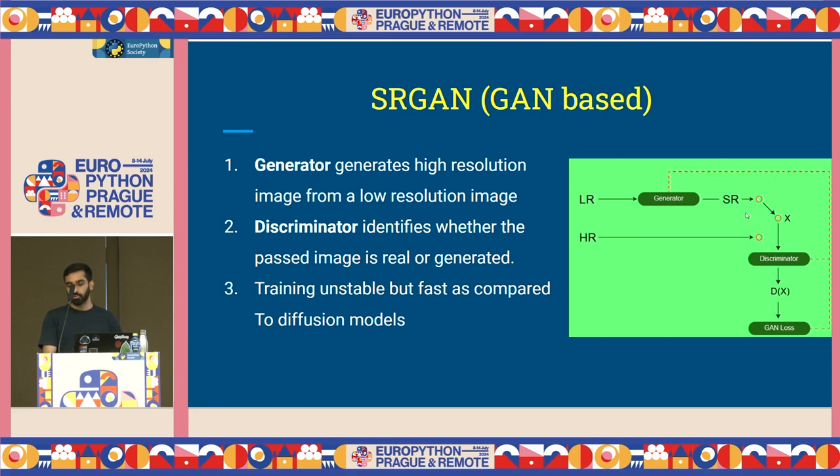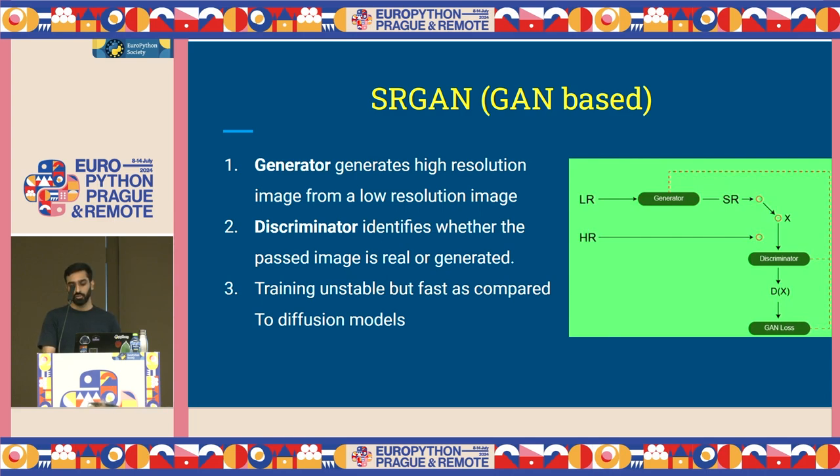So after a few steps of loss, it will not be able to identify whether the high resolution image is passed or whether the image is generated by a generator. Now this is how a GAN-based model gets trained. This training is quite unstable, but it is fast as compared to our latest diffusion-based models.